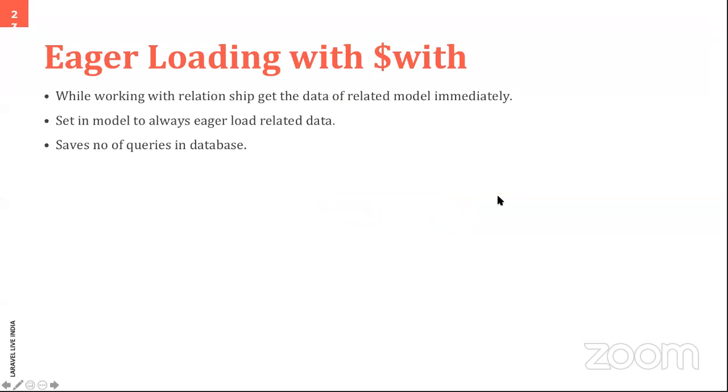Eager loading with $with. Let's first understand what eager loading is. I'm sure everybody knows that Laravel Eloquent gives you a way to create a relationship between the models, and this normally works on lazy loading. Lazy loading is, let's say you have a relation between two tables, and when you first fetch the parent table, its child rows will not be fetched. They will only be fetched when you try to access them. So that's lazy loading.